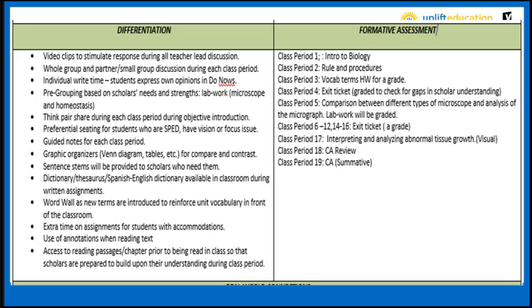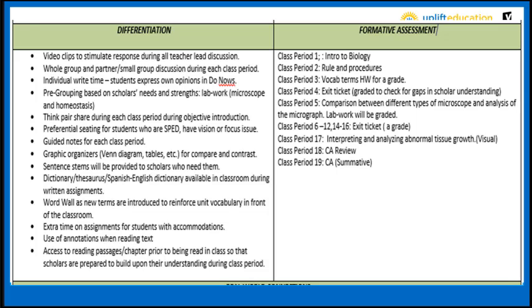Differentiation is necessary to reach all scholars. It could be done in multiple ways. It could be like grouping methods or different instructional practices. I've listed a few that I use in my classroom. My favorite ones being word wall, think, pair, share, and video clippings. I use these on almost like a daily basis. It's like embedded in each of my lessons.